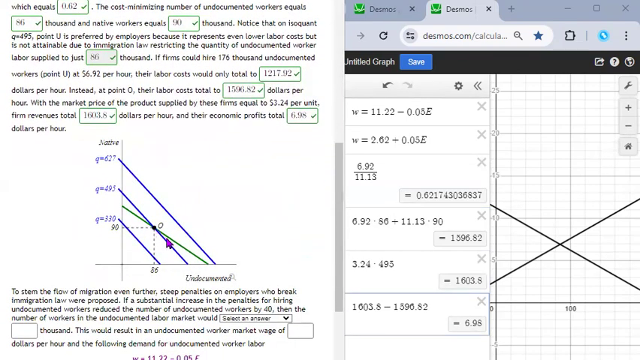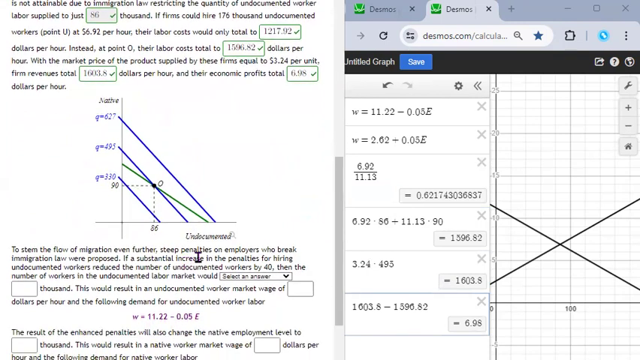Okay, so we're at point O. We can't be down here at point U where the firms want to be. Now, to stem the flow of migration even further, steep penalties on employers who break immigration law were imposed. If a substantial increase in the penalties for hiring undocumented workers reduced the number of undocumented workers by 40, then the number of workers in the undocumented labor market would what?